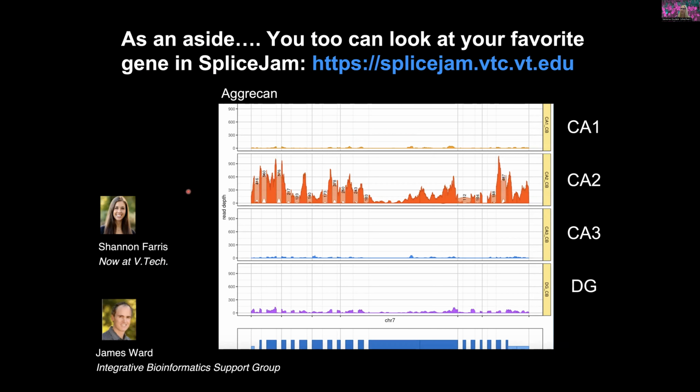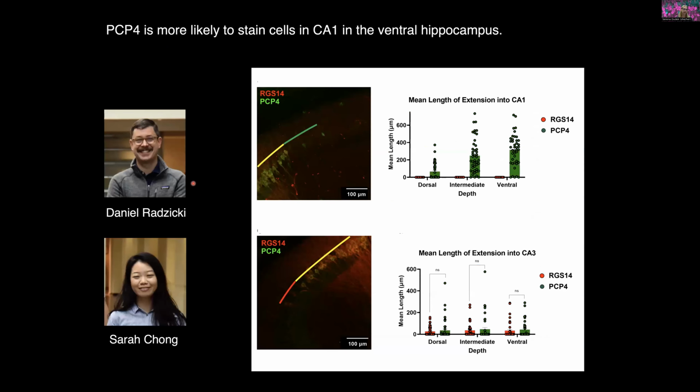It's a really good way. If you have a gene of interest, you can see where the actual expression levels are in more detail than maybe what the Allen Brain Atlas in situ hybridizations will give you. So the work I'm going to talk about is the one published in Hippocampus.